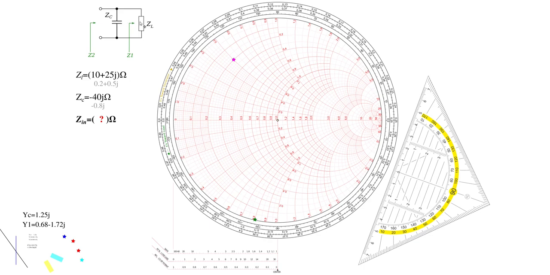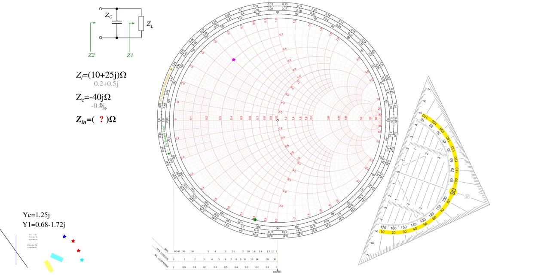We have two impedances. The two impedances are in parallel. That means we have to add the admittances. That's why we need to know the admittance value. In our example, my ZL is 10 ohms plus J 25 ohms, and my capacitor has an impedance of minus 40 J ohms. We normalize these two values and we get 0.2 plus 0.5 J, and for the capacitor we get a normalized impedance of minus 0.8 J.